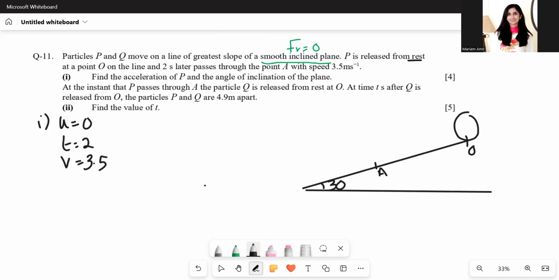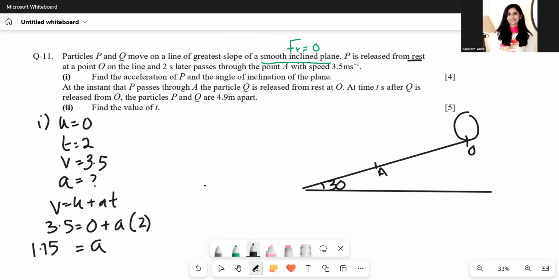Find the acceleration of particle P and the angle of inclination of the plane. So to find a, we're going to use v equals u plus at. 3.5 is equal to 0 plus a times 2. So a is going to be equal to 1.75 meters per second squared. Okay, acceleration is done. Now we need to find the angle of inclination.